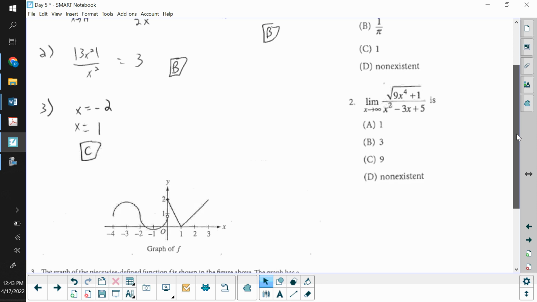Now, for example, in this one, if x had been going to negative infinity, when we would have done that absolute value of 3x squared, we would have gotten a negative 3x squared in the numerator, and then our limit would have gone to negative 3. Okay, that's just if it had been going to negative infinity.